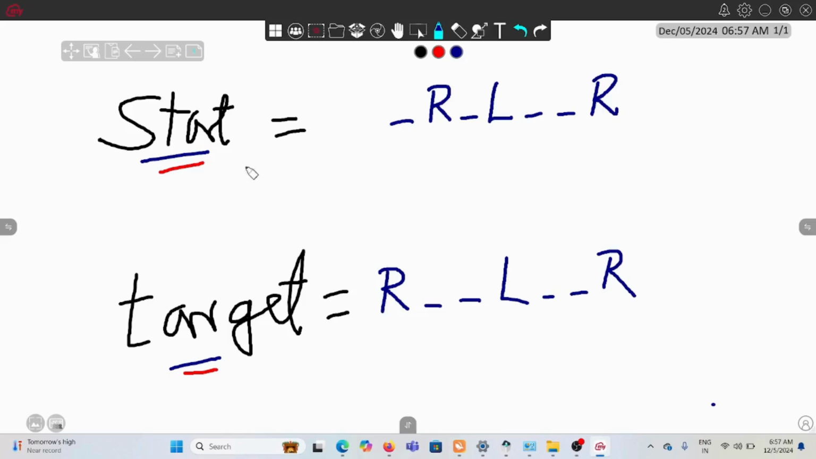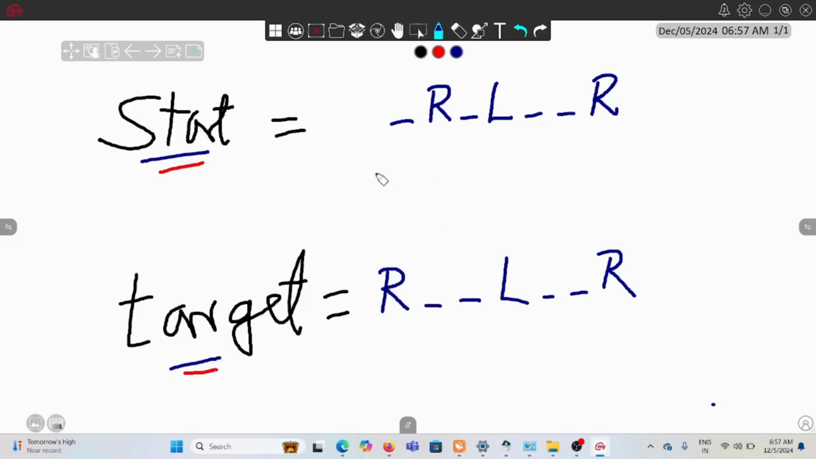So guys, you can have a look here. Start is this string and target is this string. You can observe here, even the relative positions are correct, right? RLR, RLR, but still this would not be achievable. Why?